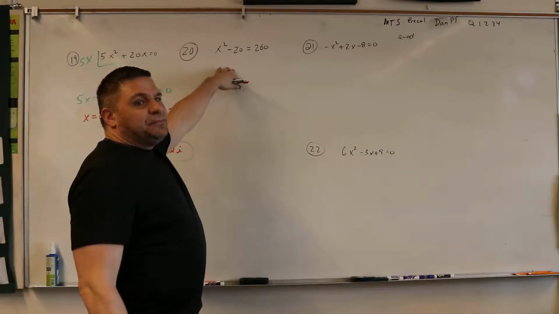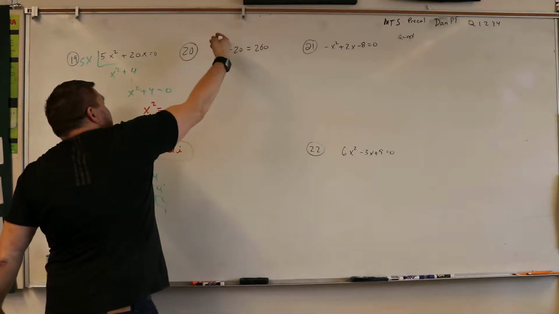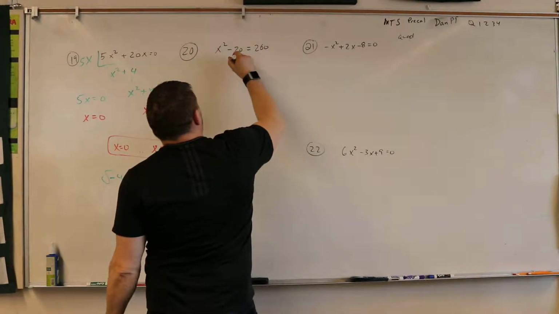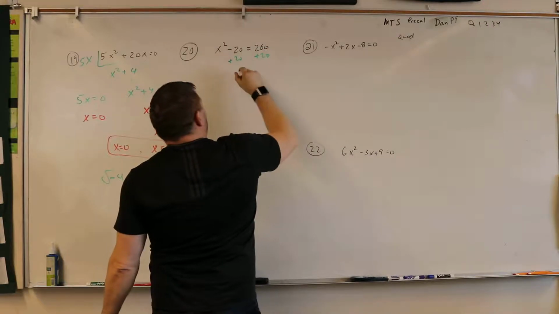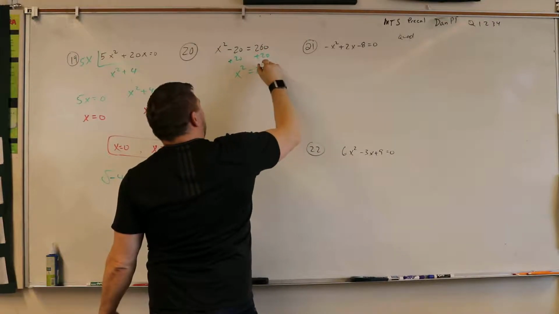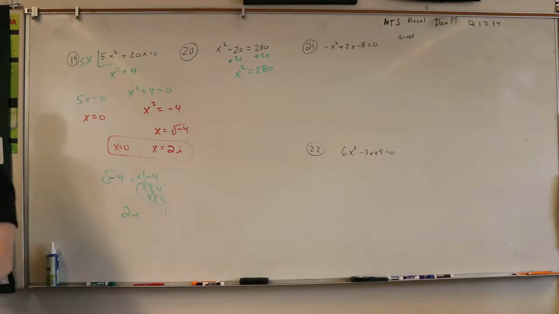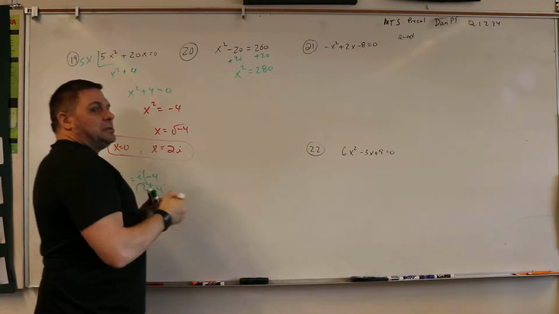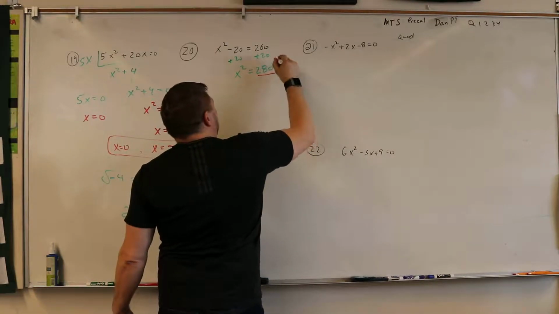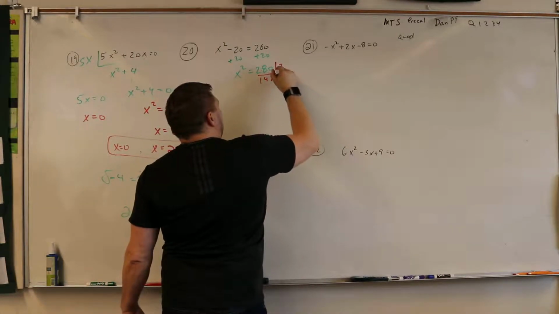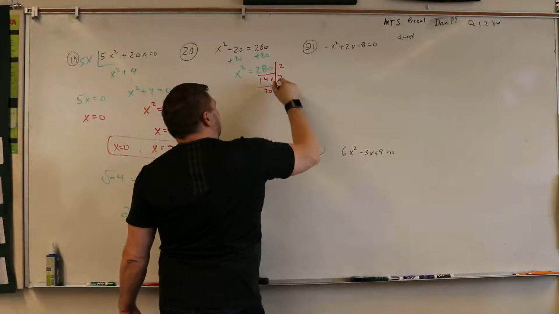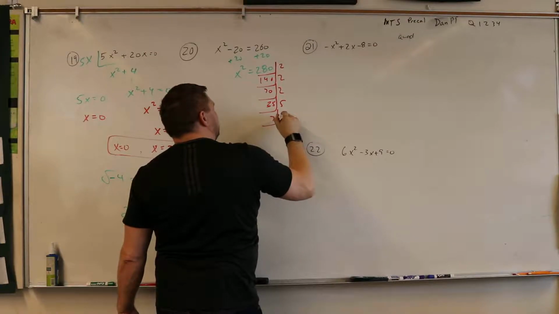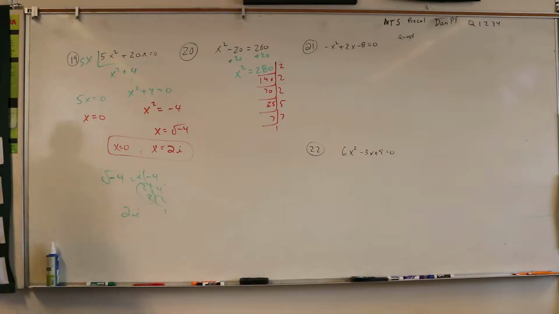With this guy, okay, we're going to move this over, right? So we get plus 20, plus 20. So x squared equals 280. Okay? Is 280 a perfect square? No. So I got to break it down. 2, 140. 2, 70. 2, 35. 5, 7. 7, 1. And I'm good, right?